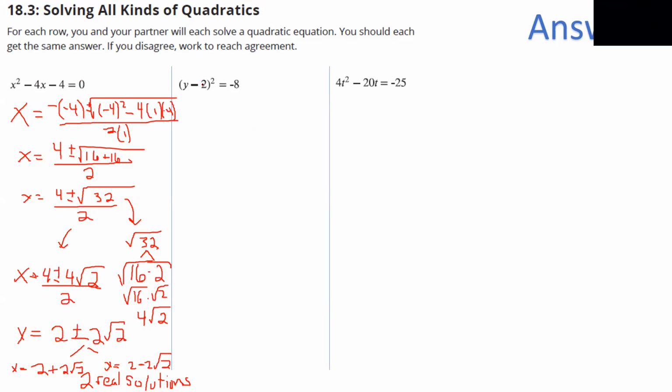Okay, so now you're going to go ahead and try to solve the second one on your own. This is just more practice. Go ahead and do that now.